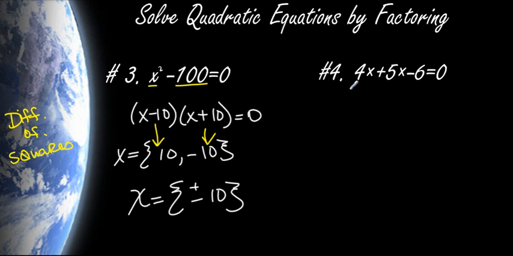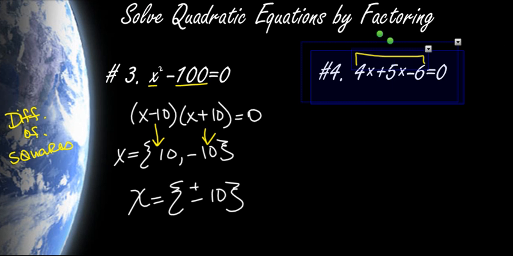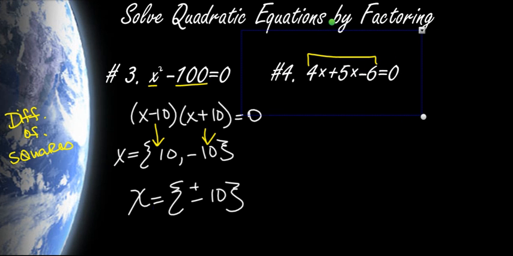Now, example number 4. This time we're looking at a trinomial, and we have a trinomial where you've got an a. Oops, I hate when that happens. Let's move that over.